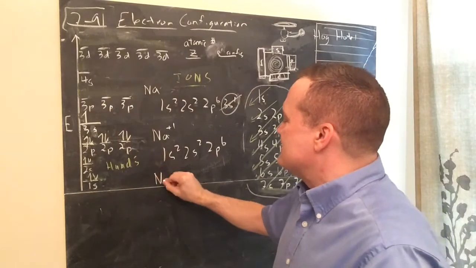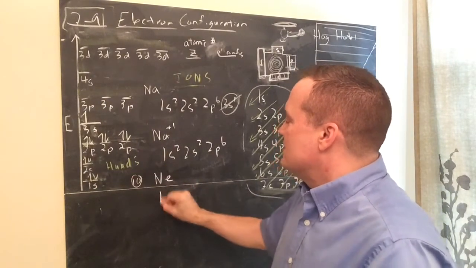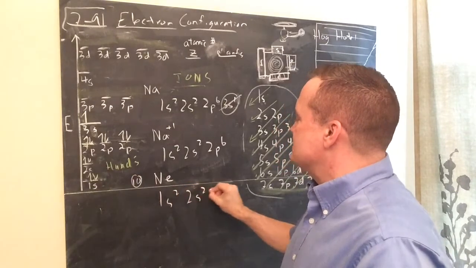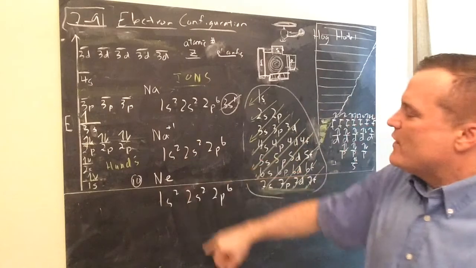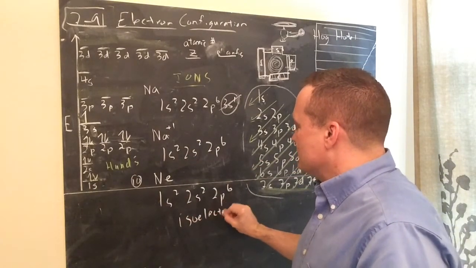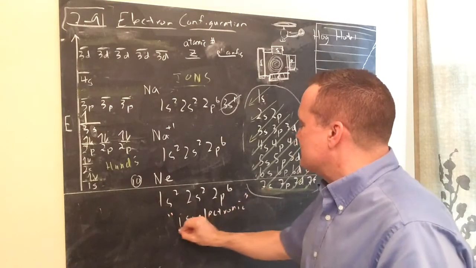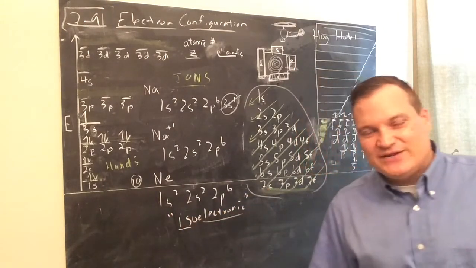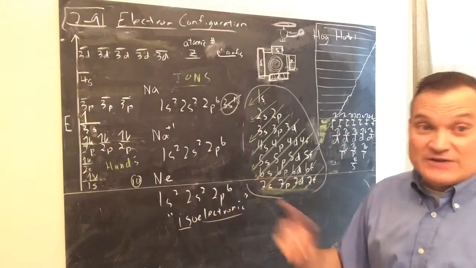And I'm going to bring this up. This is in another section, but I'm jumping ahead. Neon has 10 electrons, 1s2, 2s2, 2p6. So we call those isoelectronic. And you're going to see it later, but I just thought I would tell you now. Isoelectronic means they have the same electron configuration. So two things can have the same electron configuration, but they're different elements.